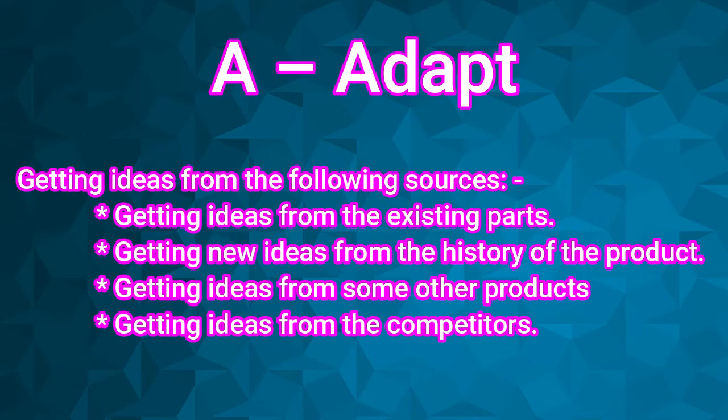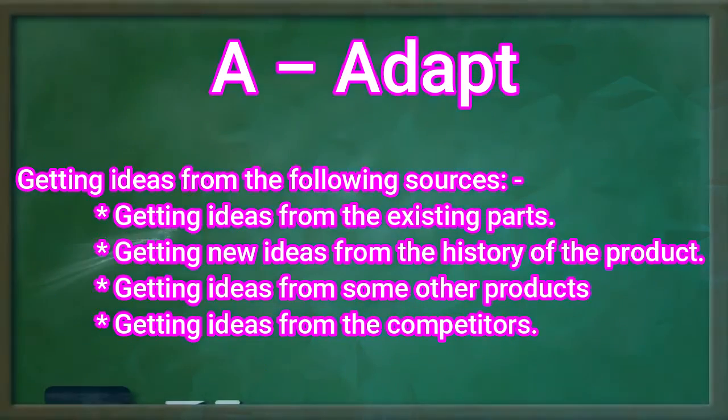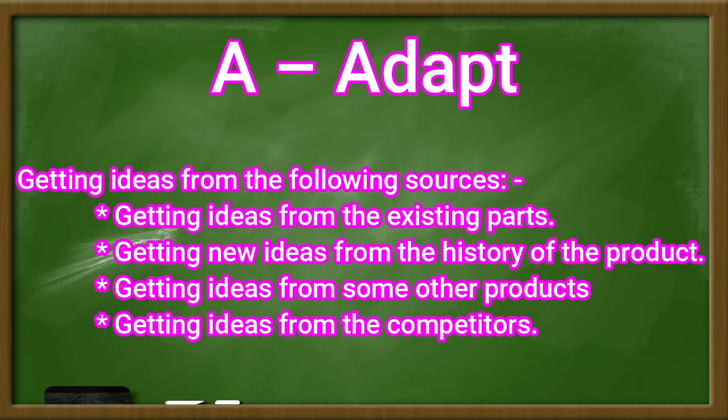Usually it includes getting ideas from the following sources: getting ideas from the existing parts, getting new ideas from the history of the product, getting ideas from some other products, getting ideas from the competitors. Here the main goal is not to get the idea, but to implement the idea to make the product adapt to the requirements of the customers. For example, cars are now produced with built-in Wi-Fi.